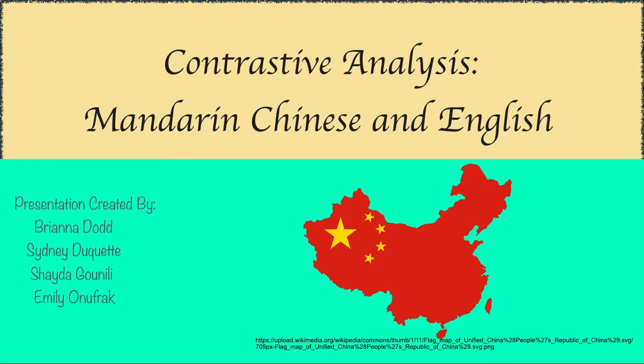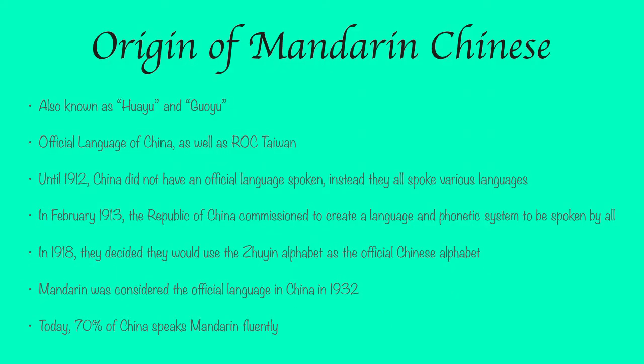We did our contrastive analysis project on Mandarin Chinese versus English. Mandarin Chinese is also known as Haiyu or Gaiyu. It is currently the official language of China as well as Taiwan. Up until the year 1912, China did not have an official language that was spoken throughout the country. Instead, citizens spoke various different languages.